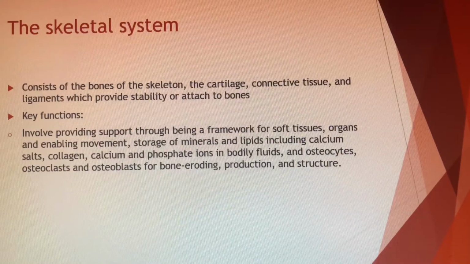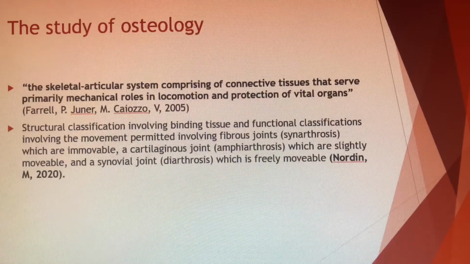The skeletal system consists of the bones of the skeleton, the cartilage, connective tissue, and ligaments which provide stability or attach to bones. The key functions of the skeletal system involve support, storage of minerals and lipids, protection, and production of blood cells. The study of osteology involves analyzing the skeletal articular system comprising of connective tissues that serve primarily mechanical roles in locomotion and protection of vital organs.